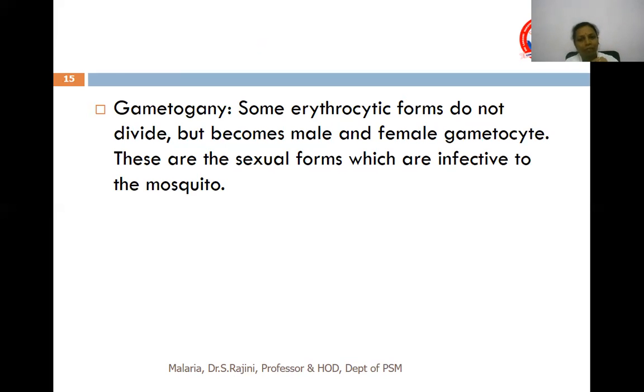Some erythrocytic forms do not divide, so they become male and female gametocytes. They are the sexual forms which are infective for the mosquito. So they are ready in the bloodstream. So when a normal mosquito bites a person, it picks up the gametocytes from the bloodstream of the human.